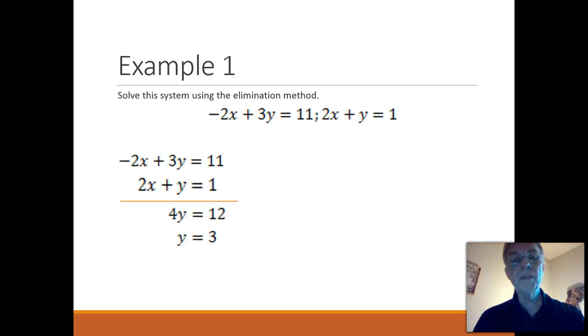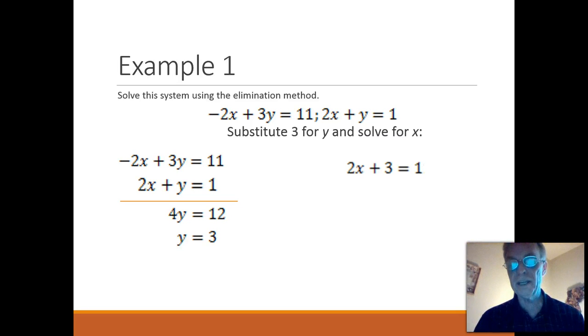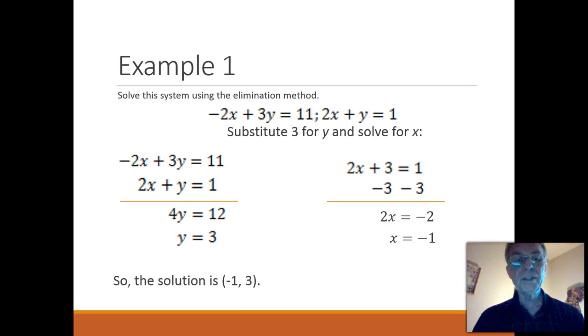Now we take the 3 and plug it back into one of the two original equations for the y, and then we're going to solve for x. So we're going to take the 2x plus y, so that becomes 2x plus 3 equals 1. Subtract the 3 from both sides, which gives us 2x equals negative 2. So x is equal to negative 1. The solution here is going to be parentheses negative 1 comma 3, because it's a coordinate, and that simply designates a particular point where these two lines actually cross.